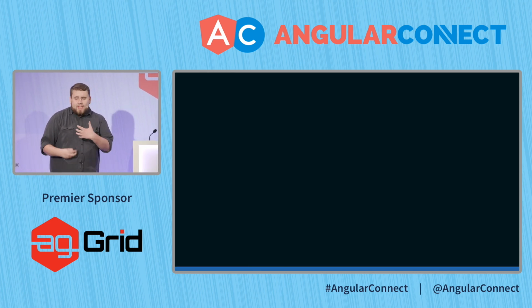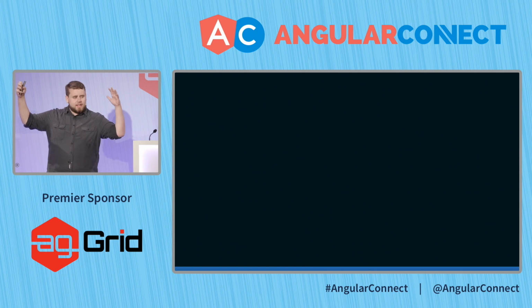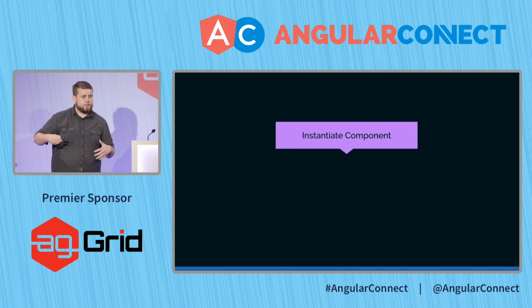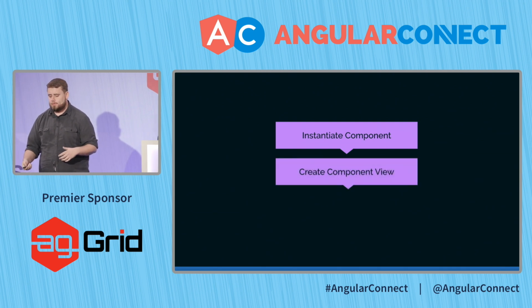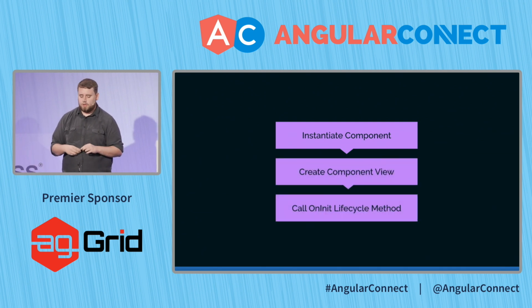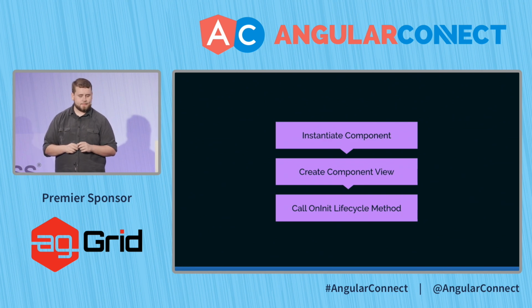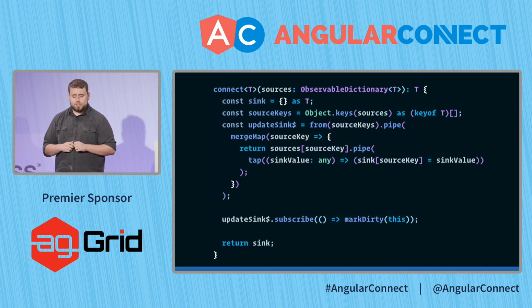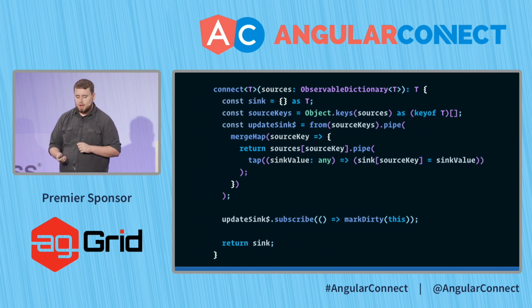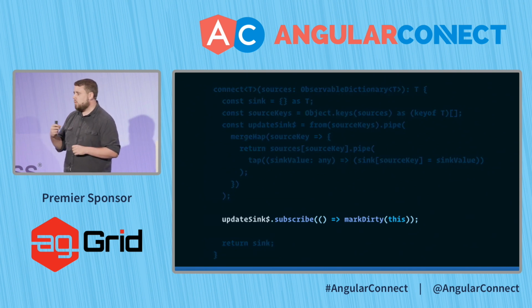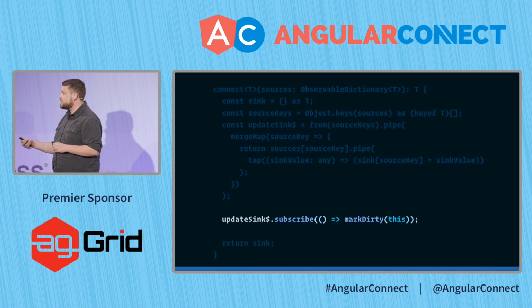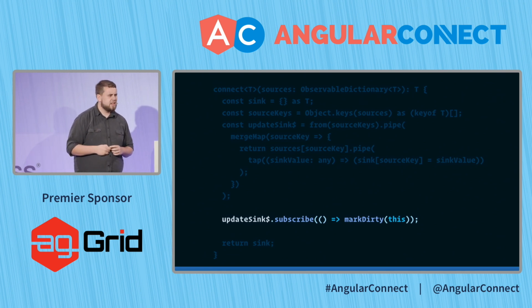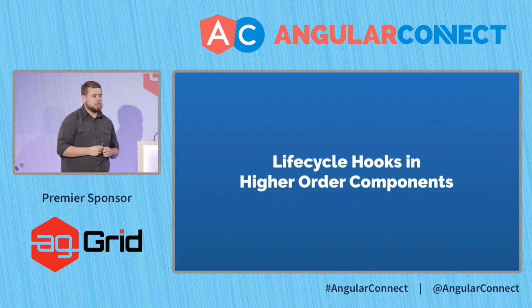Well, the way Ivy kind of works at a very, very high level is it's going to first instantiate an instance of our component, then it's going to create our component view for us, and then it'll call the on-init lifecycle hook. So if we go look at the definition for that connect method again, the problem happens to be at this line. We're calling MarkDirty on the instance of our component before the component's actually been initialized. So we need to use lifecycle hooks in our higher order component.